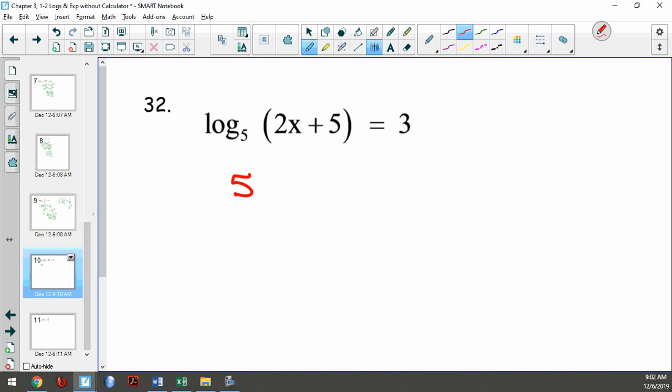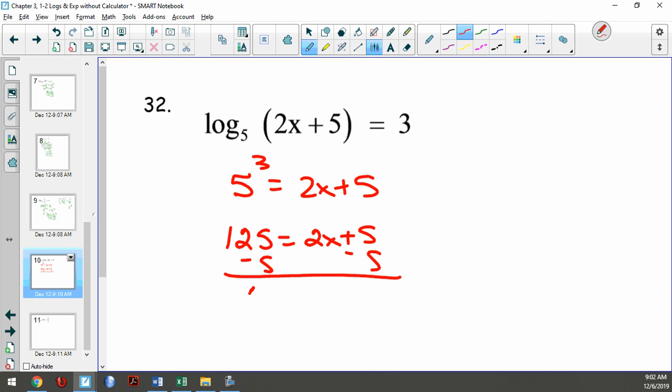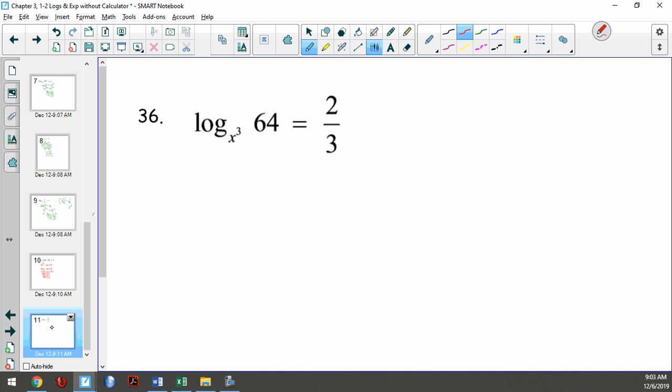So 5 is my base. My exponent is 3. 2 to the x plus 5. 5 times 5 is 25. 5 quarters in your hand is 125. Subtract the 5. 120 is equal to 2x. 60 is equal to x. Yes? Make sense? And the last one I'm going to do.